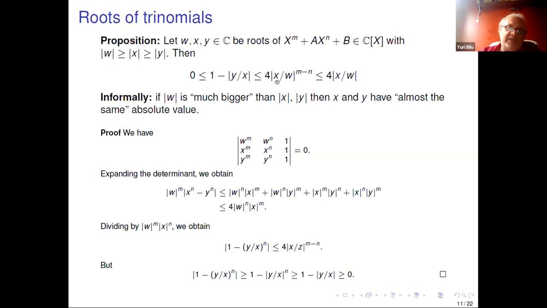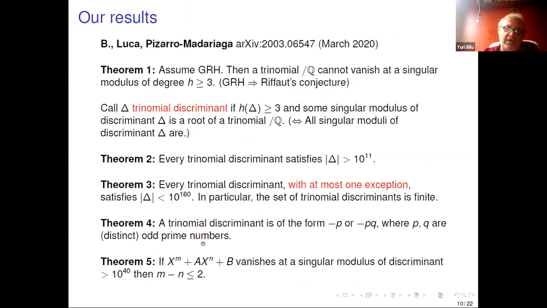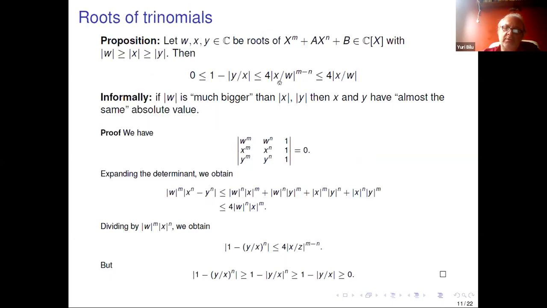So I put here X over W. If W is big, it is a very small number, and we also raise it to the power m minus n. For most applications we don't need this power, it is enough to just take X over W. But for the very last theorem, we really need this m minus n. And the proof is totally trivial.